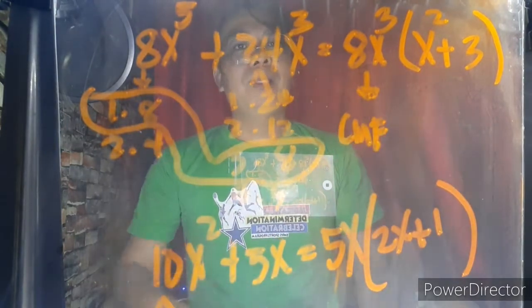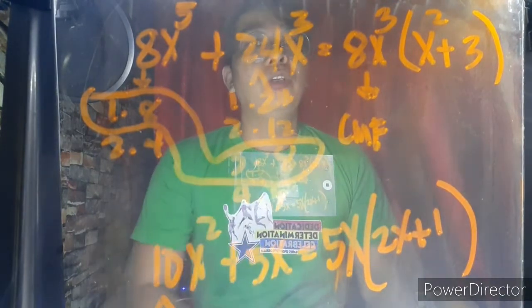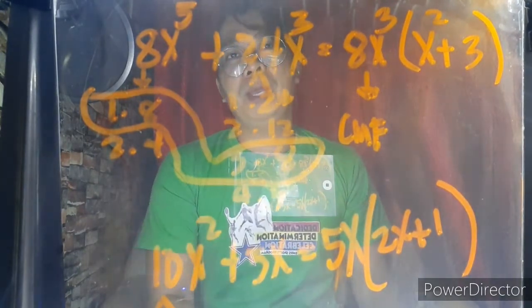So that's it. That is how to factor polynomial using common monomial factor.